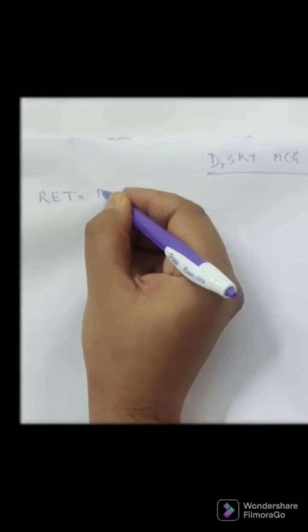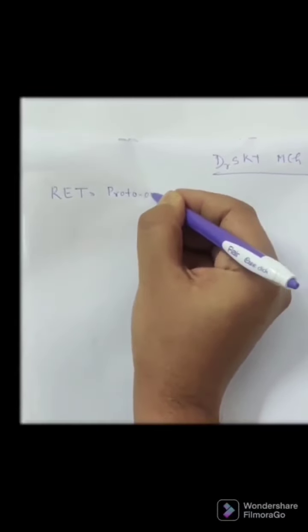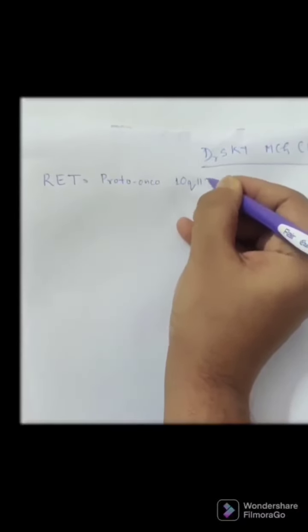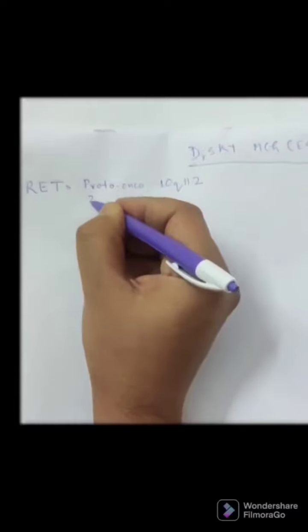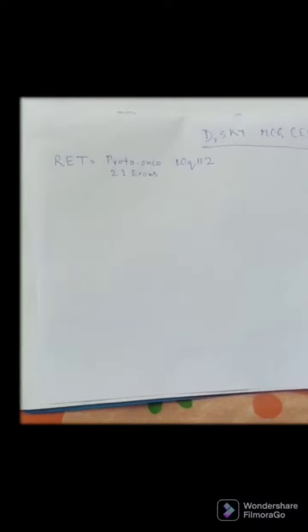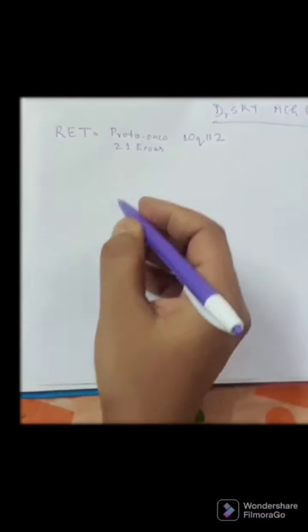So coming to first, the RET gene. RET is a proto-oncogene and it is located on chromosome 10q. It has a total of 21 exons and there are multiple codons on these exons. So to understand this RET proto-oncogene, we must know which exons are important for us and which codons on those exons are important for us. It is very simple.